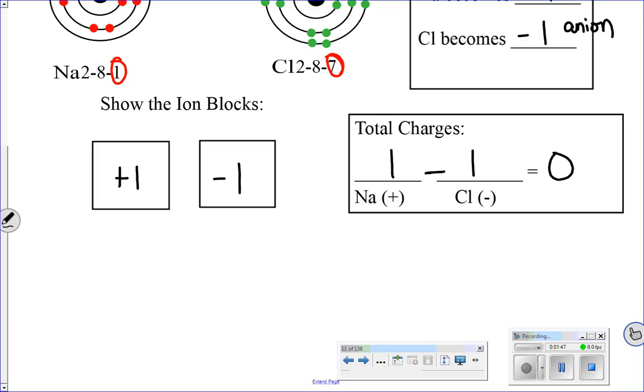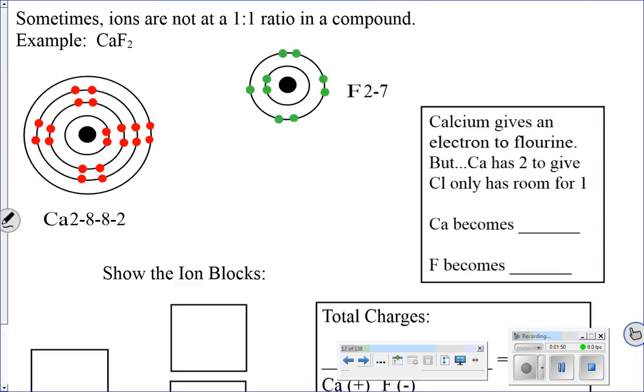Now, this is a nice 1-to-1 ratio, but ionic bonds can form in a ratio that's not 1-to-1. I believe there is a typo in your packet. This should really all say fluorine, so make sure that you have fluorine there. That's my bad. So in this case, calcium's trying to get rid of 2 valence electrons. So it's got to get rid of these guys right here. If fluorine is the only element available to bond with, we have a situation where we have 7 valence electrons already. We can only fit 1 electron right there.